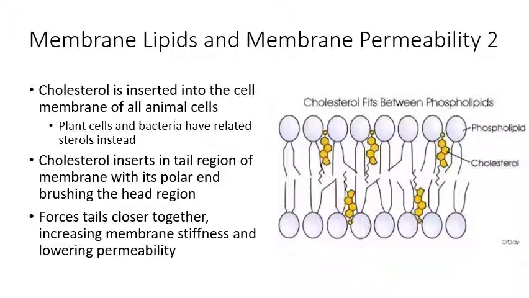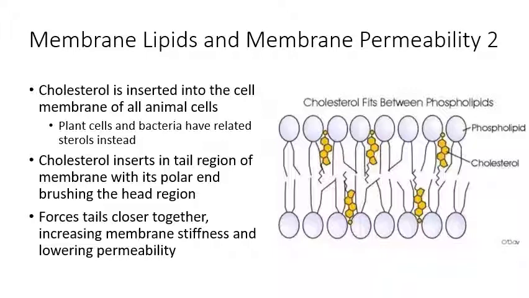And then we had mentioned that cholesterol also affects the membrane permeability. So in all animal cells, you have cholesterol in their membranes. If we're talking about a plant cell or a bacterial cell, it doesn't have cholesterol in the membrane, but it has another type of steroid that's related to cholesterol in its membrane. So it'll either be cholesterol or something related to cholesterol in the membrane.